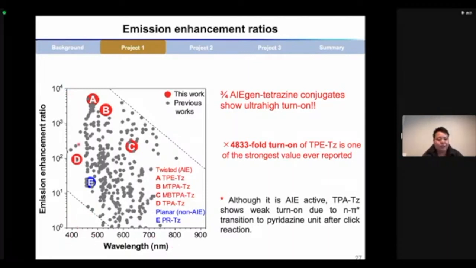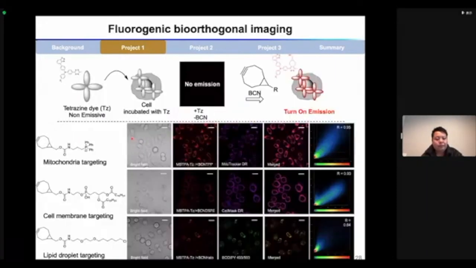So which means if the y-axis is higher, it has a higher turn-on emission. And as you can see, 3 out of 4 AIGN tetragen conjugates showed a very good turn-on emission. To be honest, one of them didn't show a good turn-on emission, but this is due to another factor, which I will skip explaining here. So in general, I can say that the tetragen AIGN conjugates showed a very good turn-on emission in the aggregate state.